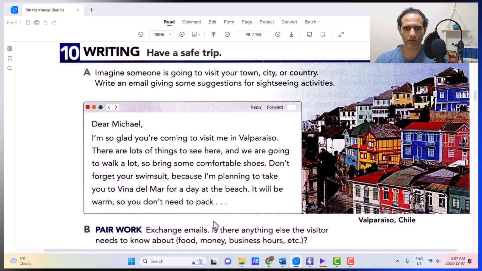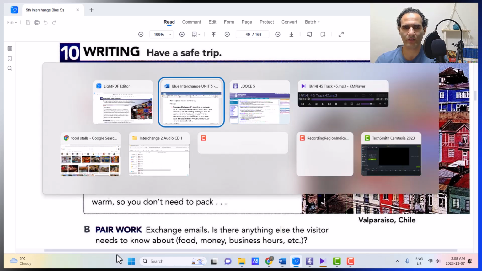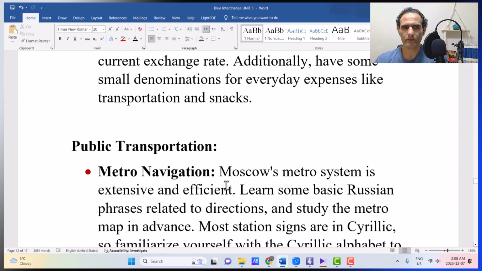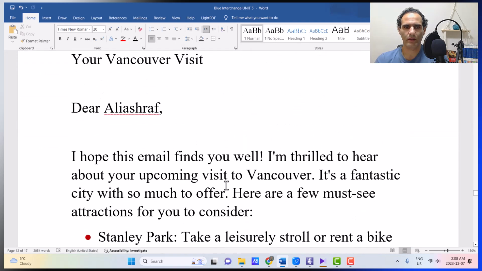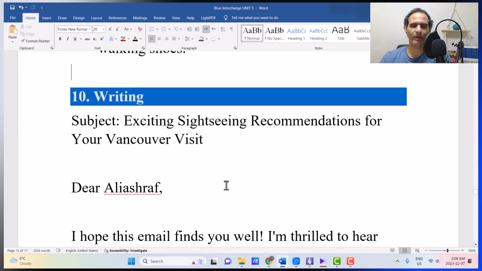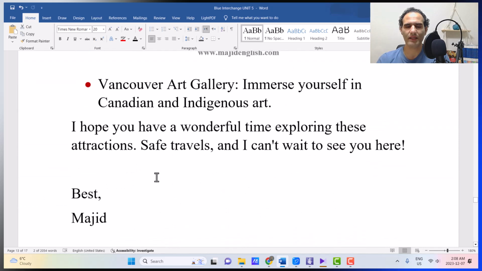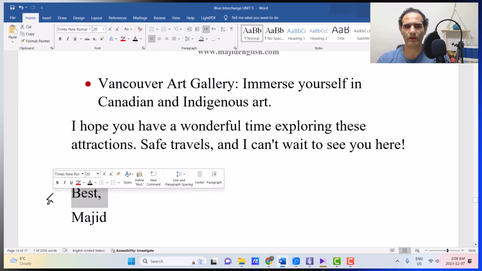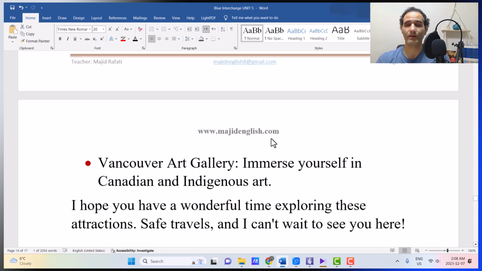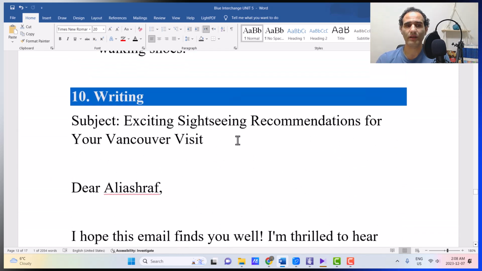It's about writing an email to a visitor. Okay, so write an email to a visitor and let's see how we write an email. For writing an email or a letter, first you need a "Dear," and then at the end you need "Regards," "Sincerely," or "Best." It depends on your familiarity with the person. Okay, and of course the subject of your email.